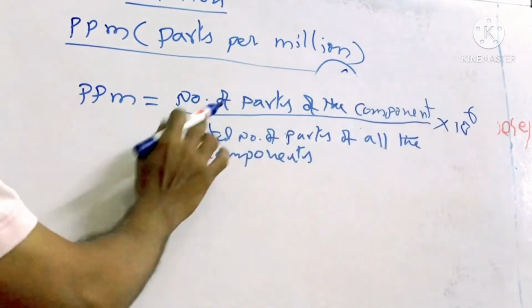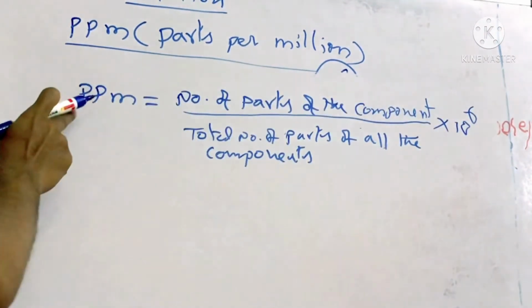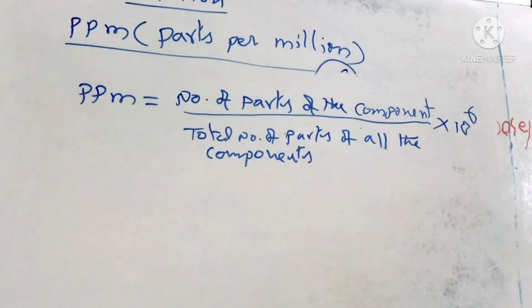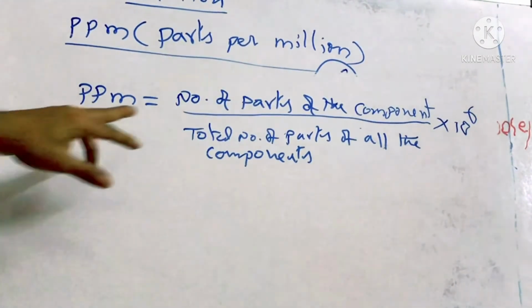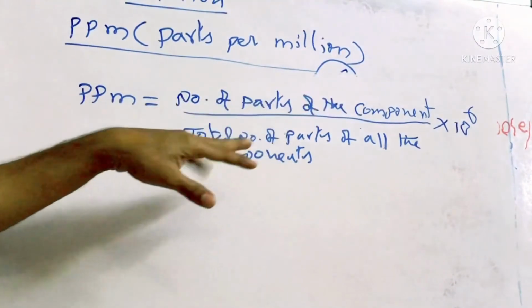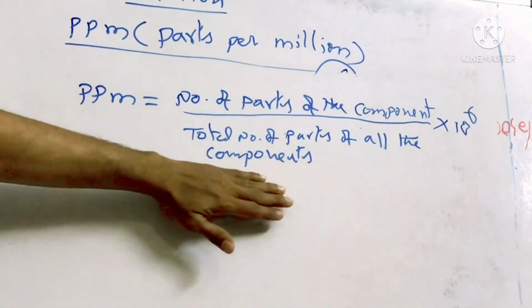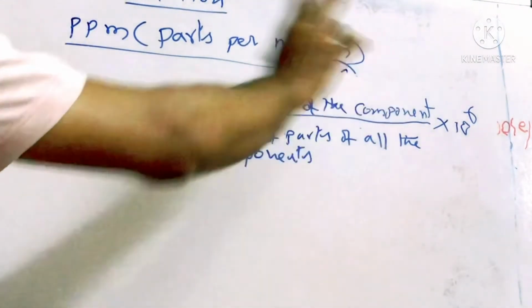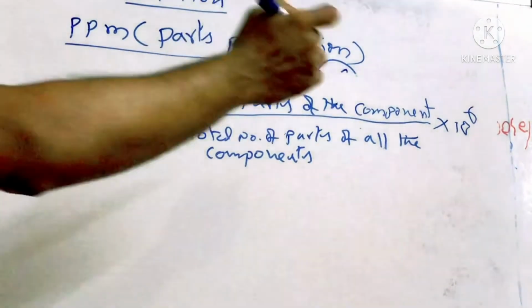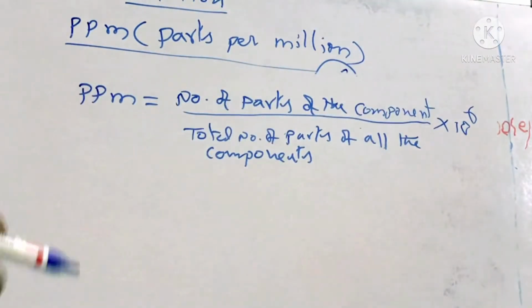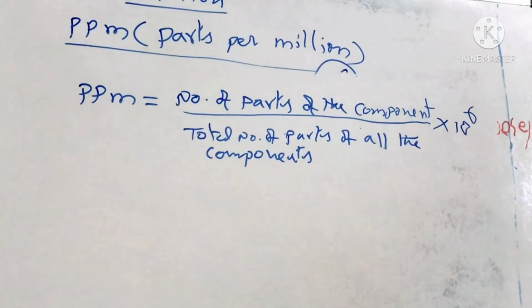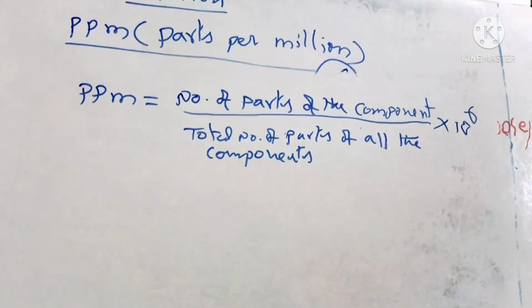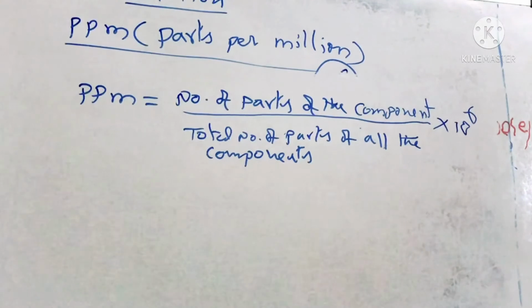So for 10 power 6 parts, the number of parts of this gives the ppm. So if you want to calculate ppm from a given one, you take the number of parts of the particular component to the total number of parts of all the components, multiplied by 10 power 6, that gives the ppm. If you want ppb, you put 10 power 9. If you change this into 10 power 9, you will get the ppb. So this is one way of representing concentrations in the smallest ranges, correct?